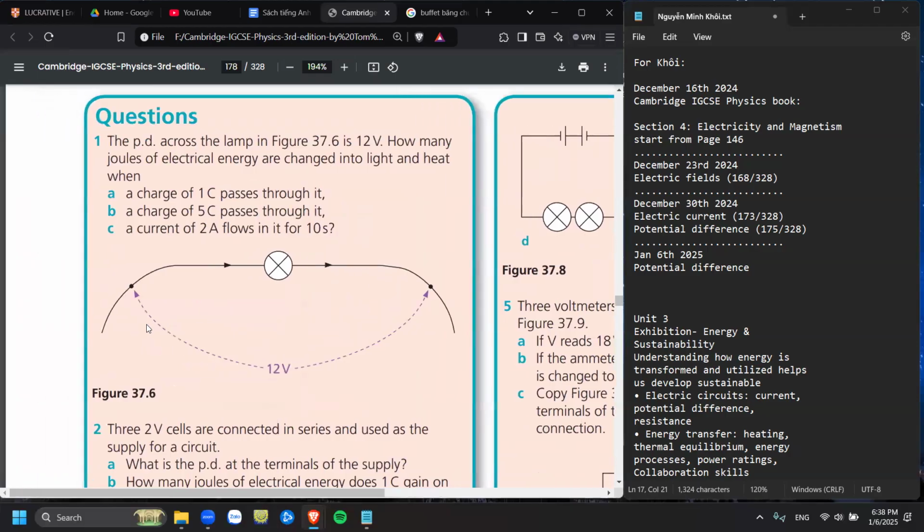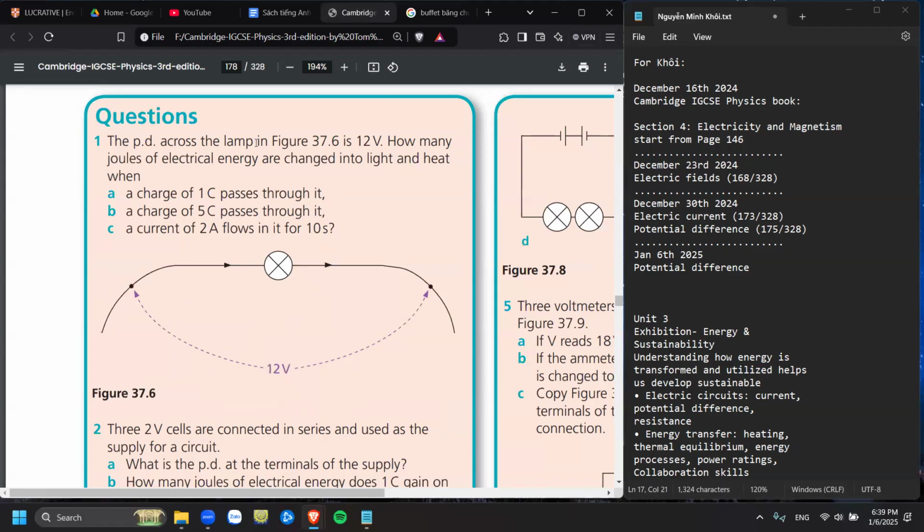You have question number one. Can you read that? The PD across the lamp in figure 37.6 is 12 volts. How many joules of electrical energy are changed into light and heat when a charge of one coulomb passes through it? What's 1 C again? One coulomb.